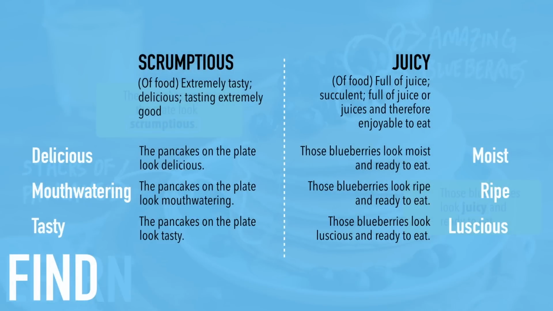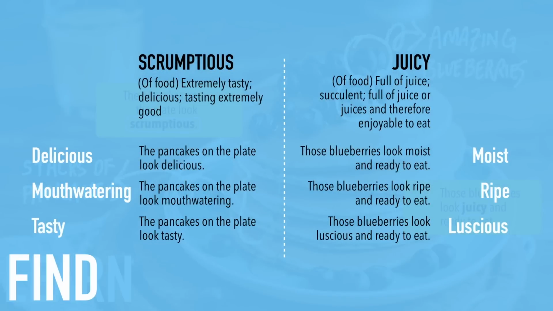So here we go. Remember the original sentence we had was the pancakes on the plate look scrumptious. But now we can say, again on the left side, the pancakes on the plate look delicious, or the pancakes on the plate look mouth-watering. And finally, the pancakes on the plate look tasty. So now instead of 1 vocabulary word, you've learned 4.